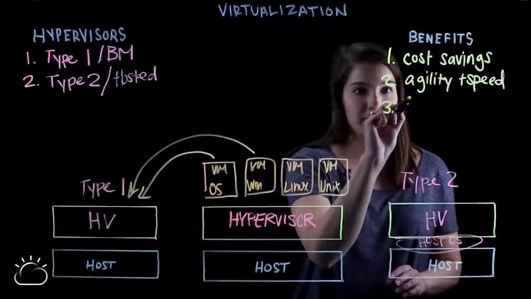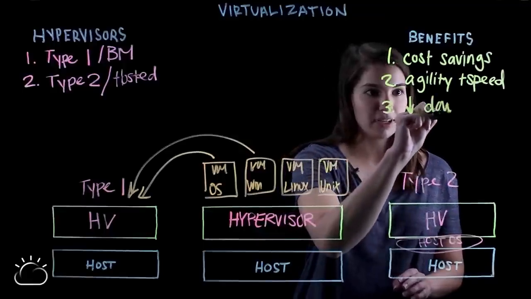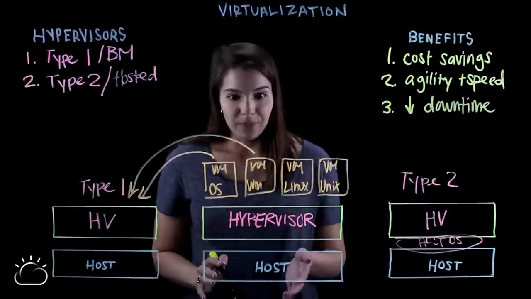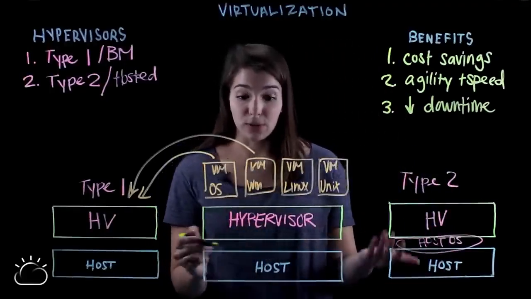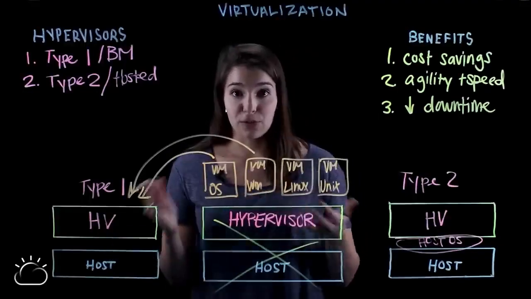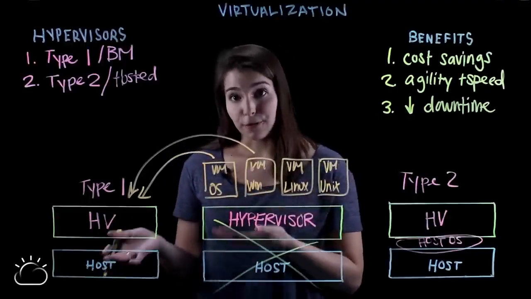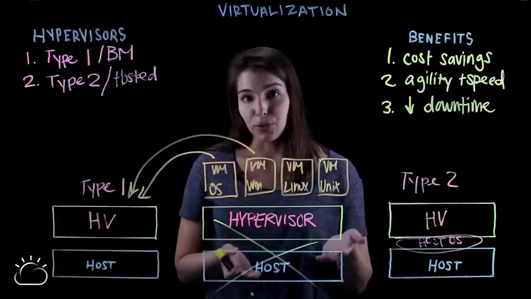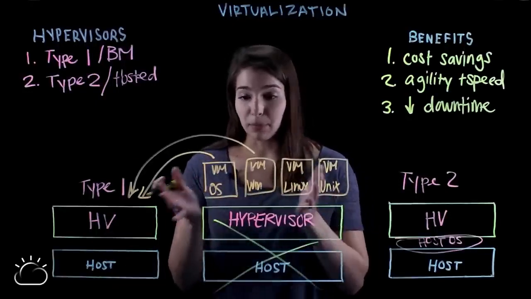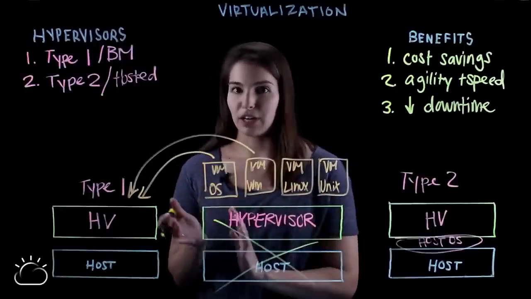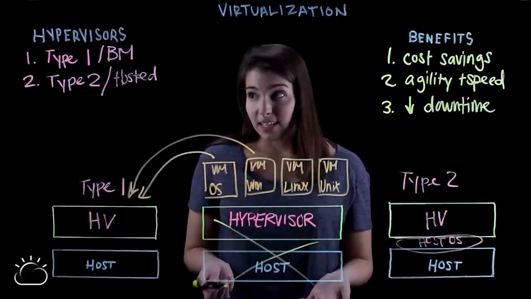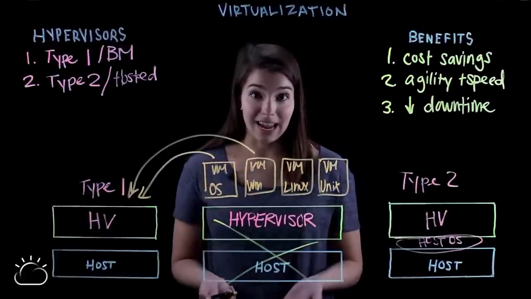And three, lowers your downtime. So let's say that this host goes out unexpectedly. The fact that you can move virtual machines from one hypervisor to another on a different physical server means that you have a great backup plan in place, right? So if this host goes down, you can simply move your VMs very quickly to another hypervisor on a machine that is working. So this is really virtualization today.